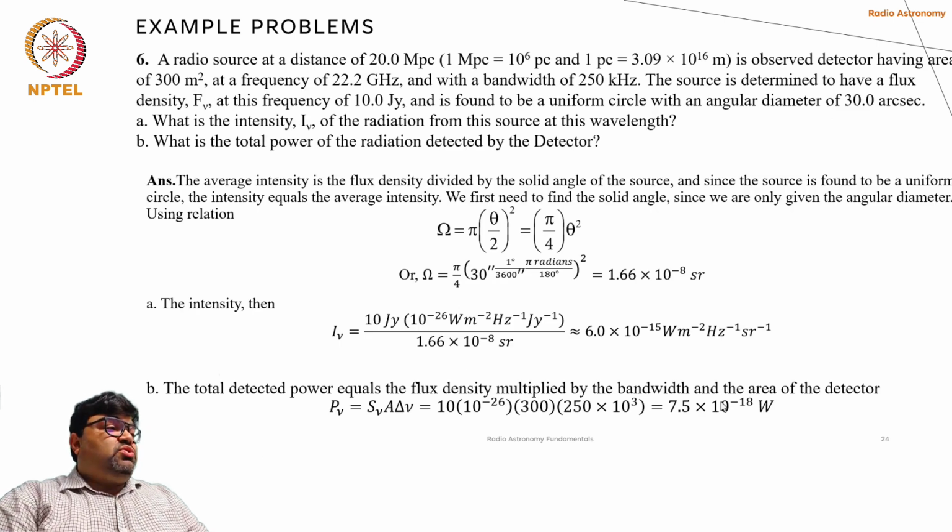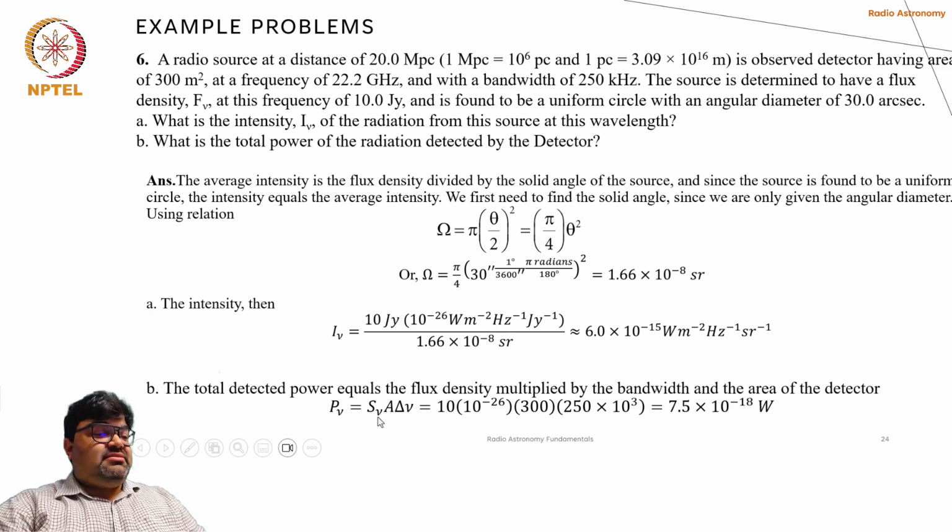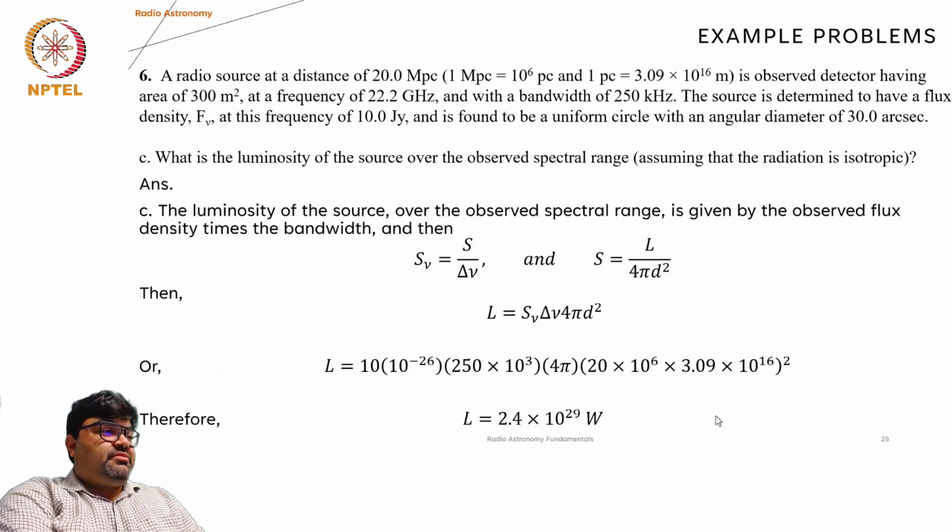Okay, number 2, the second question was total power of radiation detected by the detector. So the first part is I nu remains the same. The P nu is nothing but the flux density multiplied by the area multiplied by the bandwidth, and that comes out to be 67.5 10 to the power minus 18 watts. That's the power. We have a third question, which is what is the luminosity of the source over the observed spectral range, assuming that the radiation is isotropic.